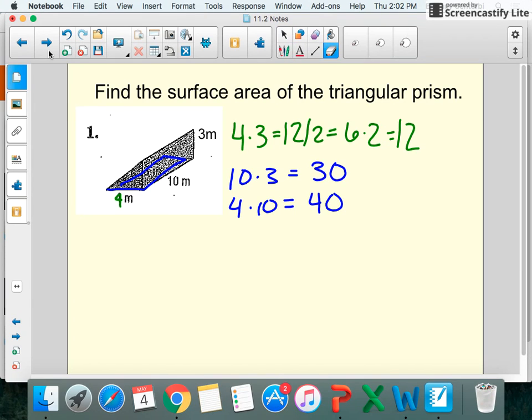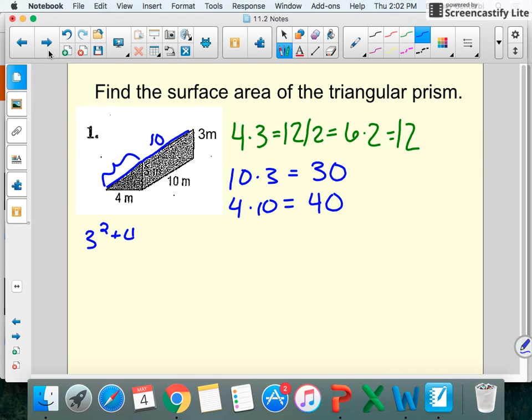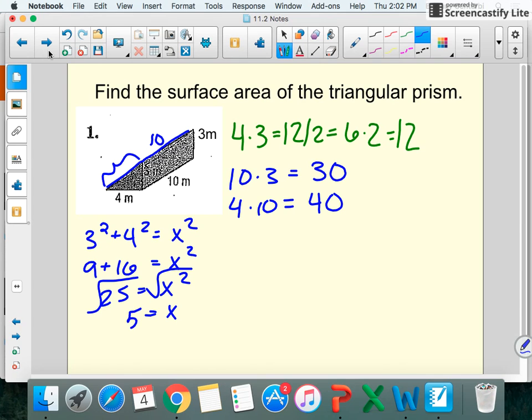The hard part that we can't really see is this side with this rectangle. We know this side's 10, but to figure out this side, we have to do the Pythagorean theorem. So we're going to do 3 squared plus 4 squared equals x squared. You get 9 plus 16 equals x squared, 25 equals x squared, so x will equal 5. So this side is 5, so now you have a 5 by 10 rectangle. You're going to do 5 times 10 is 50. Then to get the total surface area, you have to add everything up. You're going to add 50 plus 40 plus 30 plus 12, and that is going to give you 132. And this is squared because, again, it's area.